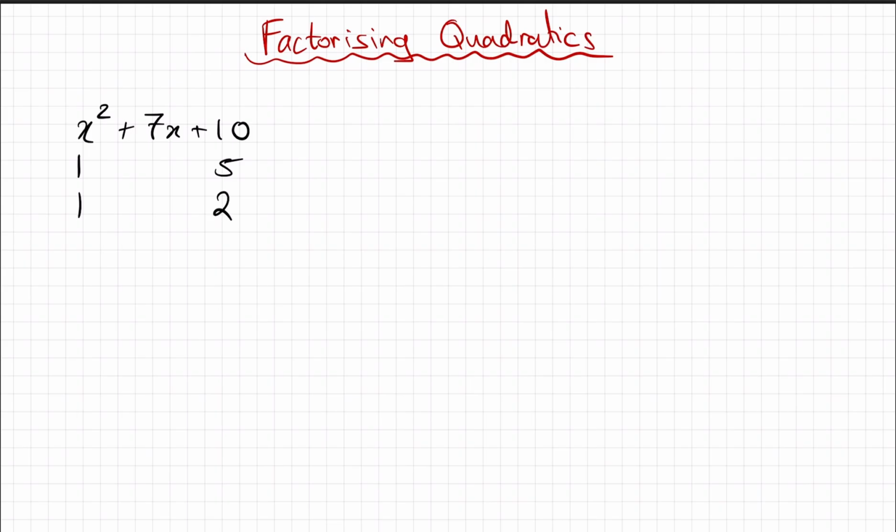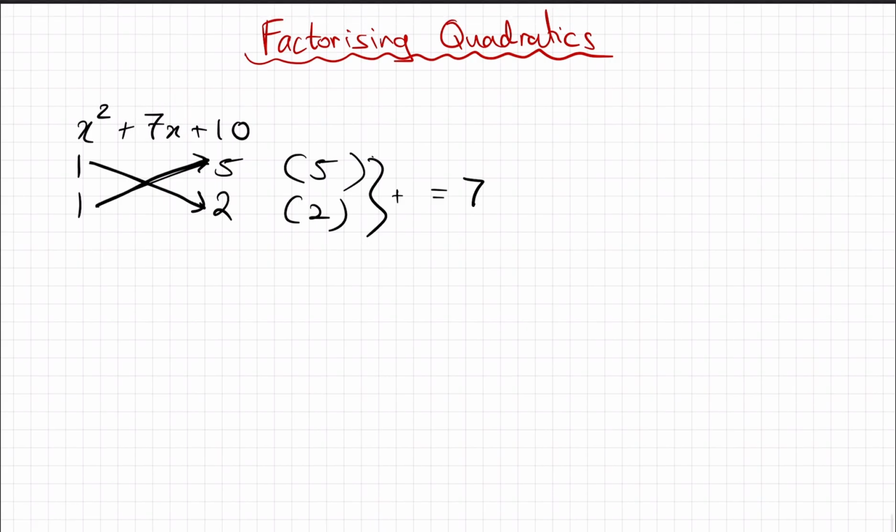From there, we want to use a cross method. So we're going to cross things, and you want the product of each cross. The product of this cross is going to be 5, and the product of this cross is going to be 2. And you want the sum of these to be equal to whatever this term is. In this case, it's 7, which works. So therefore, this is a valid cross.